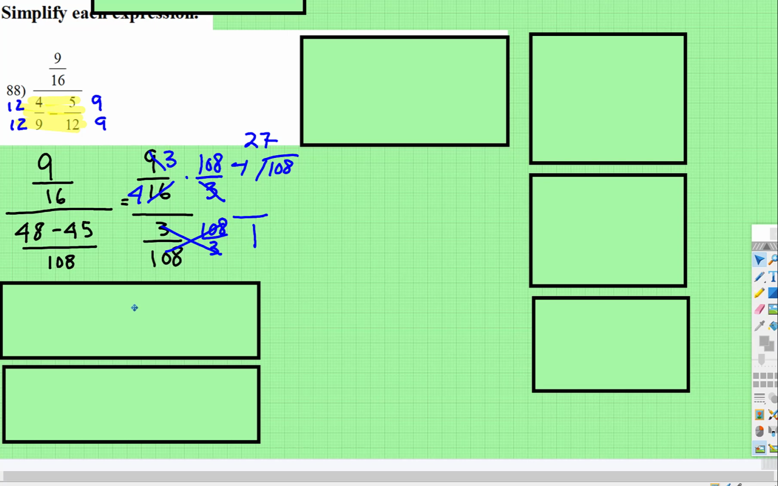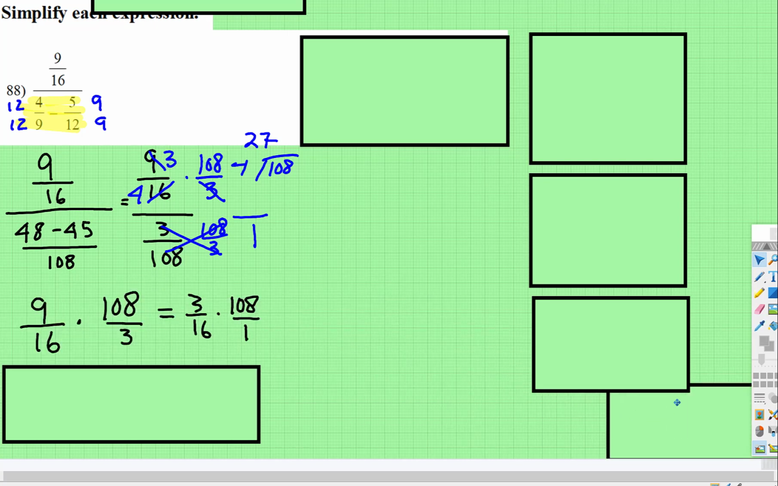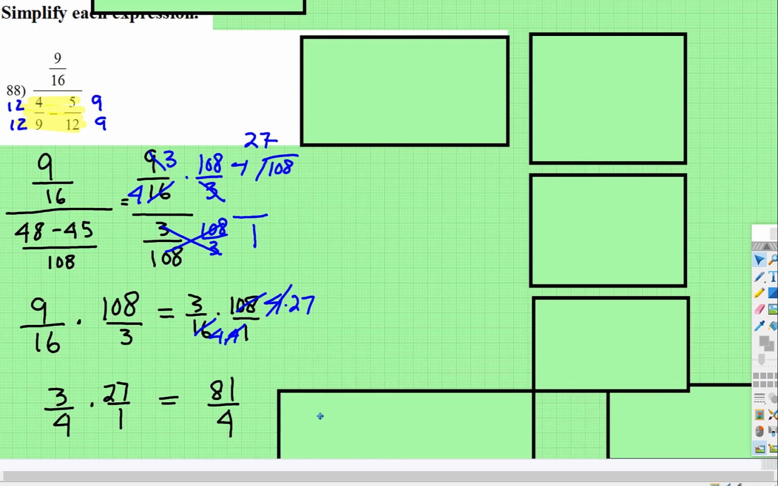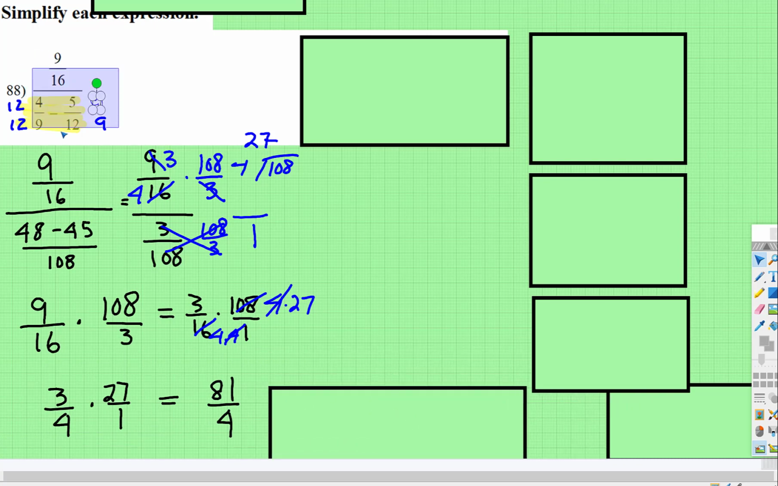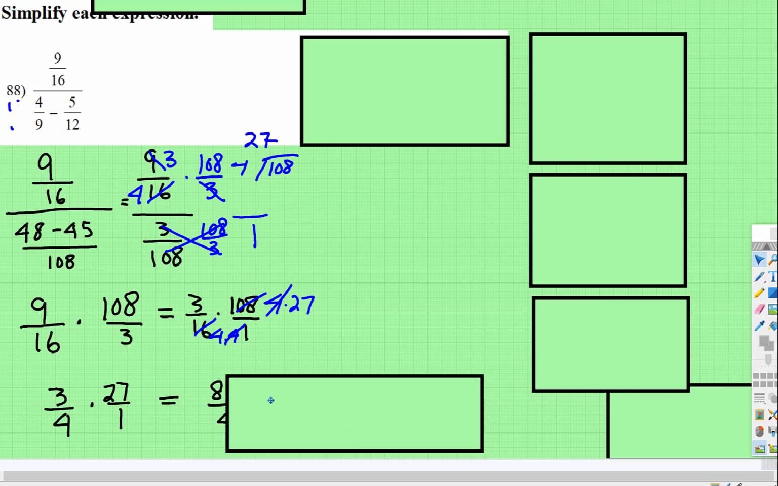So now, and I think I have all that down here. 108 is the same as 4 times 27, and 16 is the same thing as 4 times 4. So a 4 cancels, leaving 81/4. This entire thing up here, what we started with, all of this simplifies to 81/4.